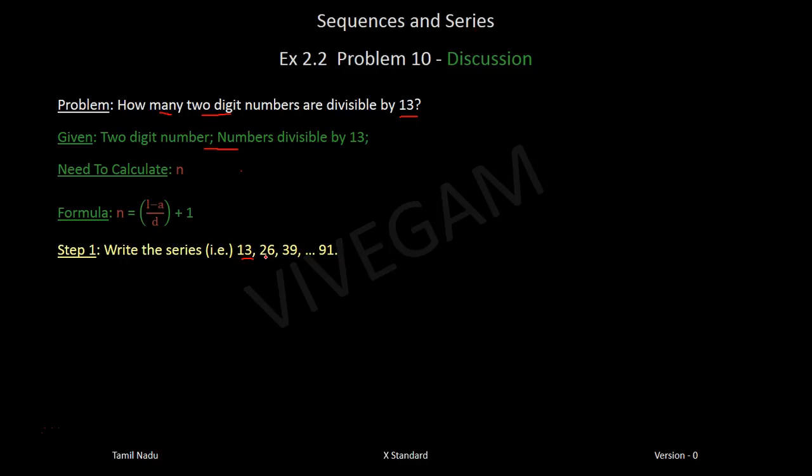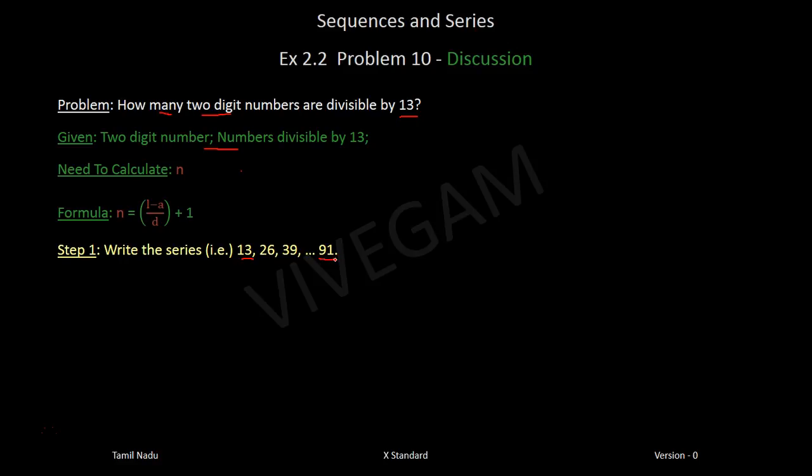So basically 13 into 2, that is 26. Then 13 into 3, then 13 into 4. Okay, it goes on. Now 13 into 7 is 91. We are coming close to 99, which is the end point. After 91, the next multiple of 13 will be 104. But 104 has already become a three-digit number, so that cannot be included. So that is why 91 is the last term. You got it? After 91 it becomes 104. 104 is a three-digit number, so it cannot be included.